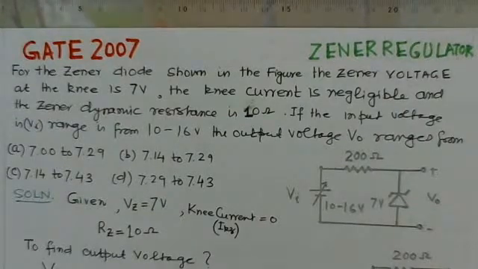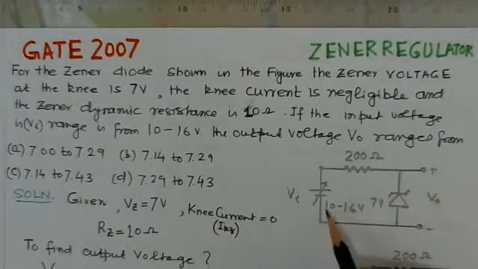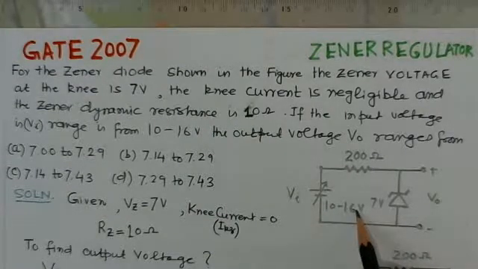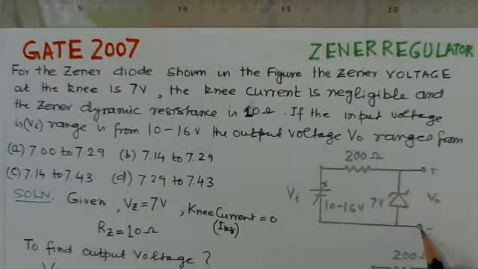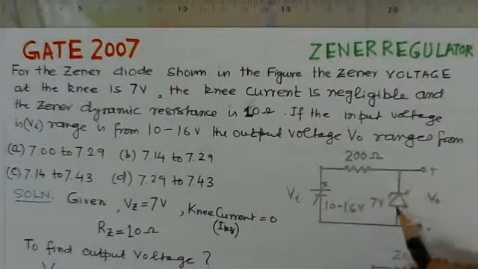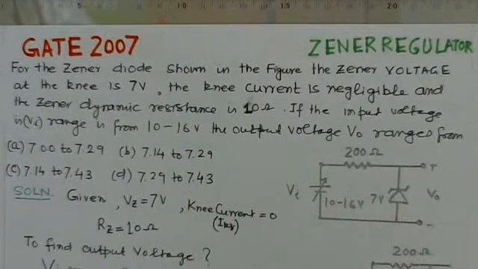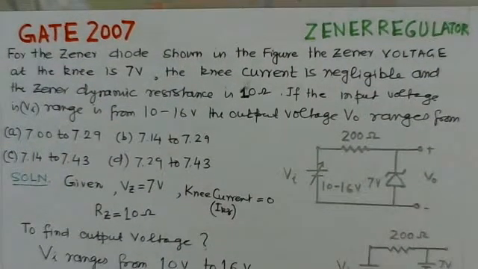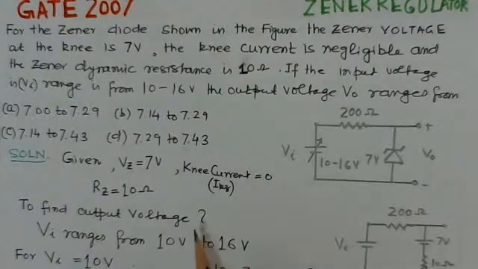Here the figure is given. What it is saying is that Vi, the input voltage, is changing from 10 volts to 16 volts. Then what would be the corresponding change in the output voltage with this Zener regulator circuit? That is what we have to find out. Although it's a very simple problem, it's a bit of a tricky problem.